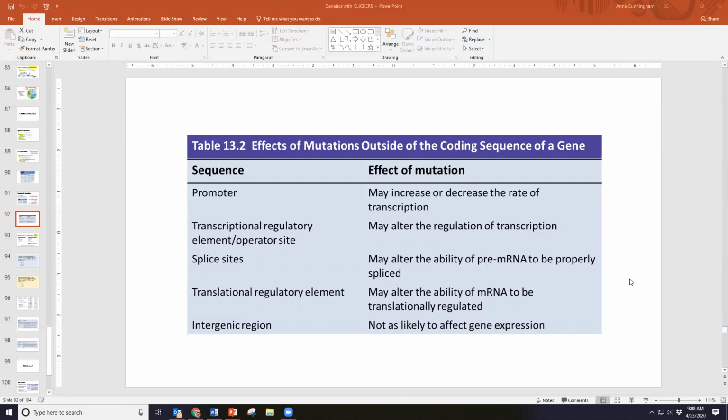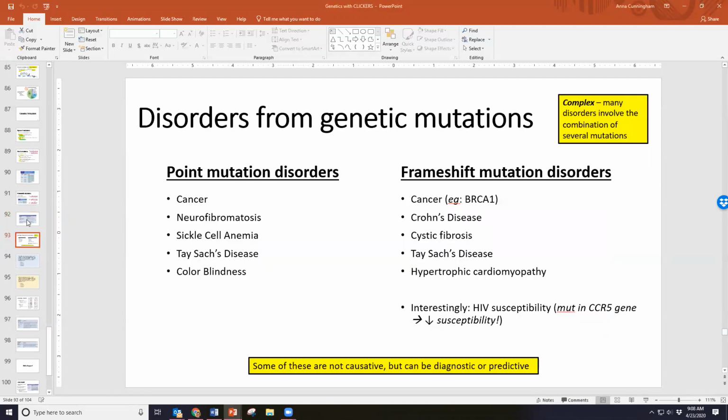Okay, so you'll notice that on Tuesday I announced I uploaded a newer version of the genetics lecture. This is one of the slides I added because I thought it was interesting and relevant. I thought, why not talk about some effects that are noticeable from some of these genetic mutations? So the first thing I want to mention about genetic mutations is that they are extremely complex.